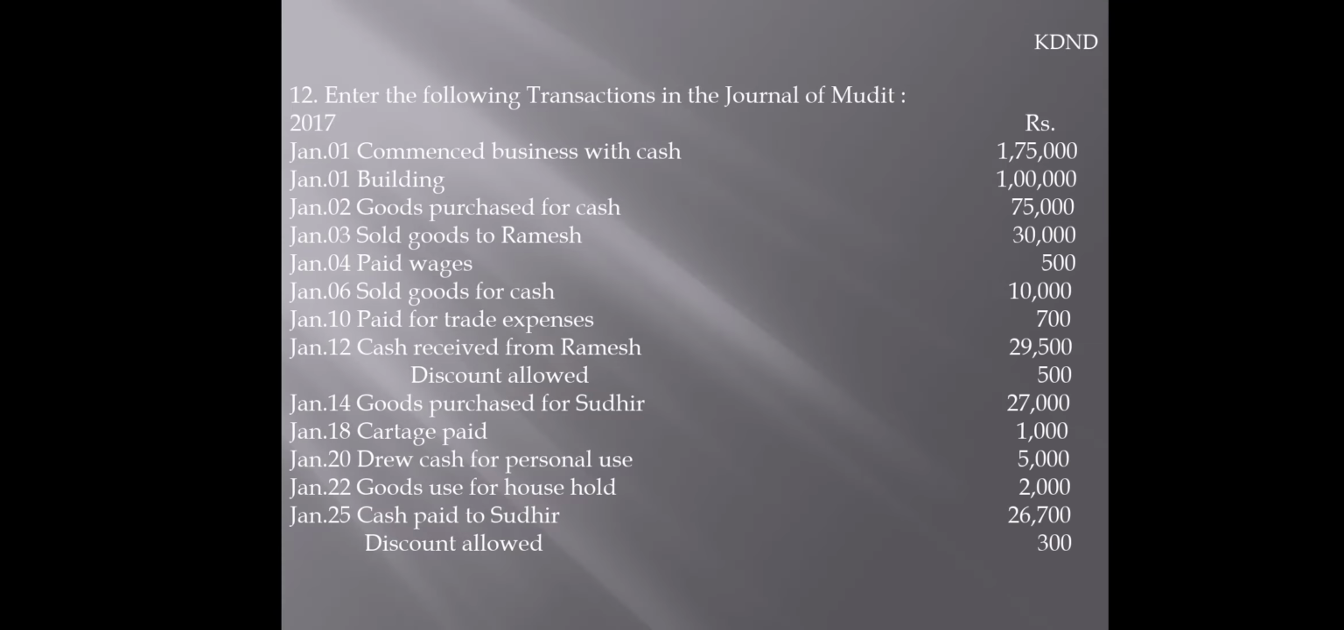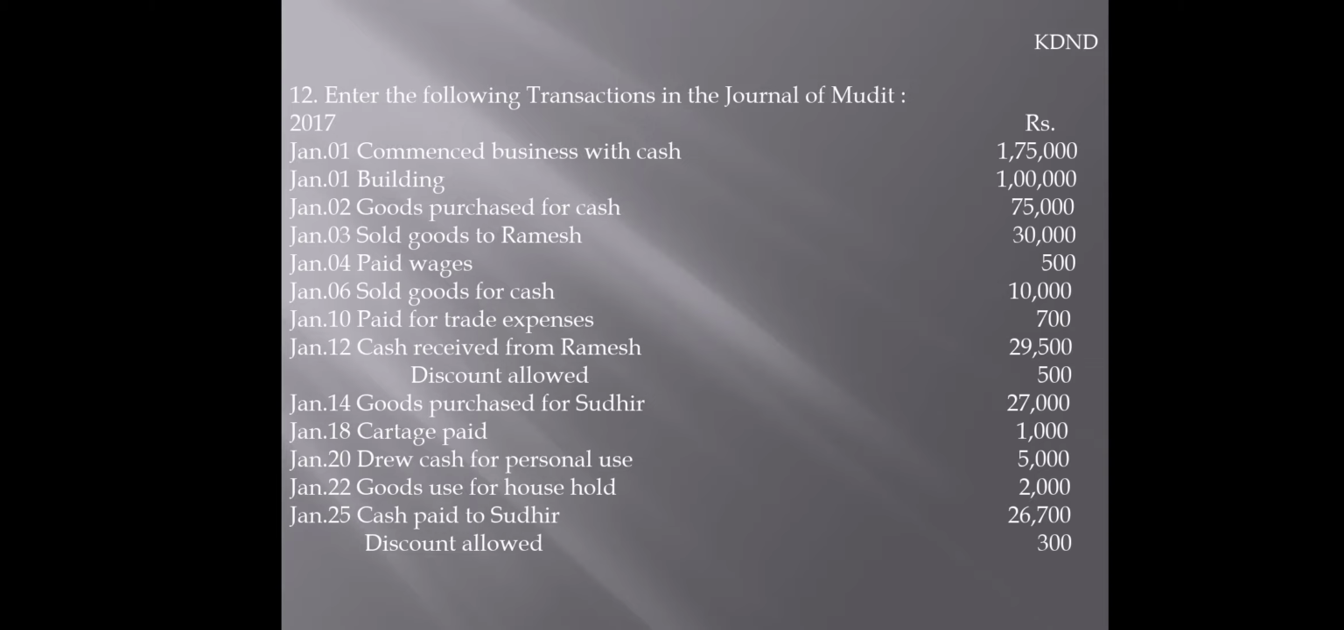Then comes very next, that is sold goods to Ramesh. Now by looking at this transaction, the name of a party is mentioned over here, nothing is mentioned with respect to cash. So it is implied that goods are sold to Ramesh on credit. So Ramesh is our debtor, but we have to utilize the name of the party.